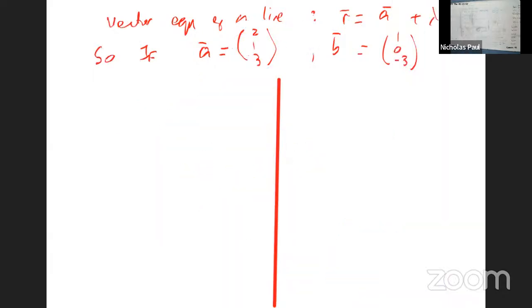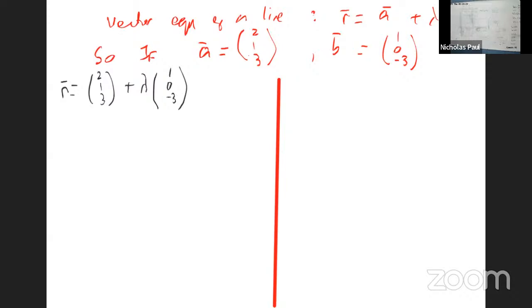So first things first, let's start with the vector equation of the line. R is equal to 2, 1, 3 plus lambda times 1, 0, minus 3. That's it. Nothing else to do. Are you okay with that? That is easy enough, right? Now, let's see if we can move on from there and get the parametric form.